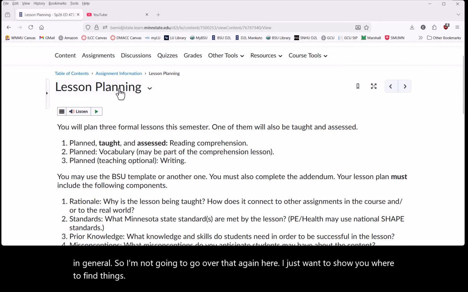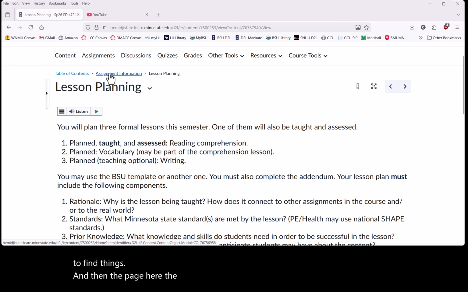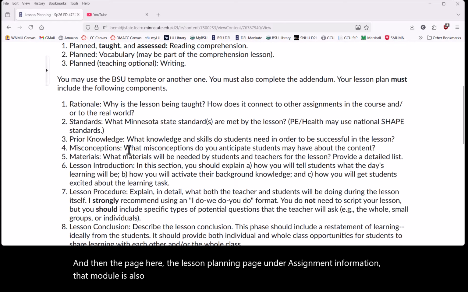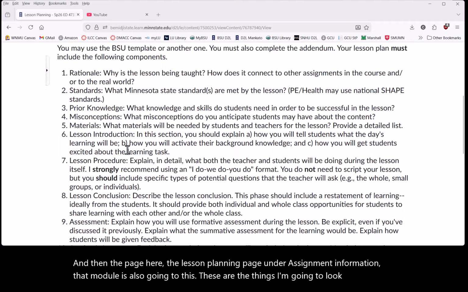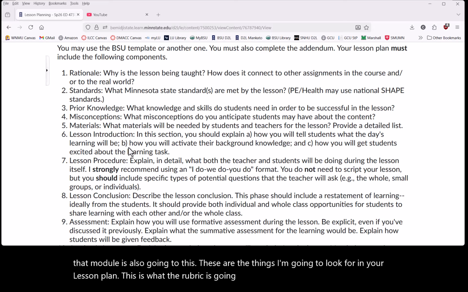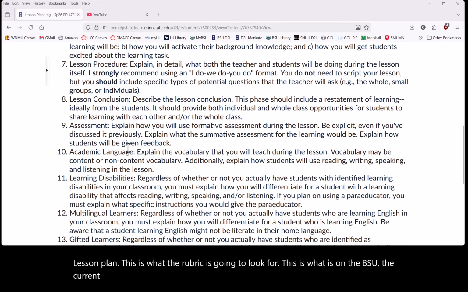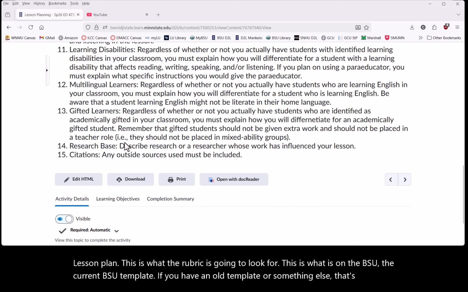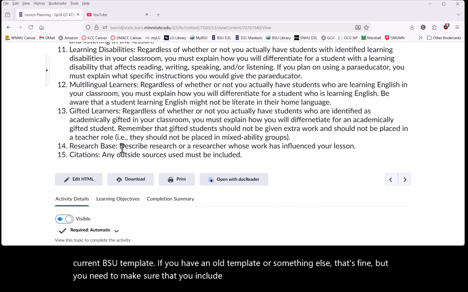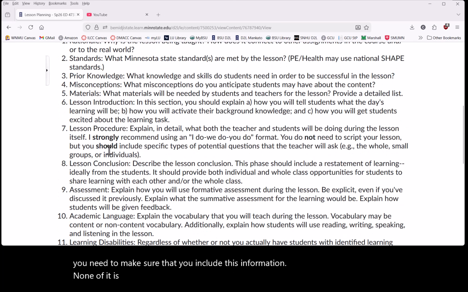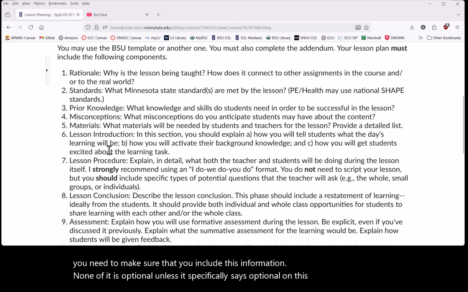And then the page here, the lesson planning page under assignment information, that module is also going to show these are the things I'm going to look for in your lesson plan. This is what the rubric is going to look for. This is what is on the current BSU template. If you have an old template or something else, that's fine, but you need to make sure that you include this information. None of it is optional. Unless it specifically says optional on this list, it is not optional in your lesson plan.